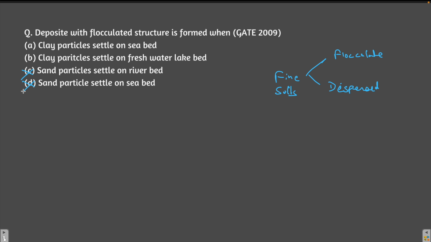Now, clay particles settled on the seabed or clay particles settled on the freshwater lake. Now, what is flocculated structure? Flocculated structures are formed when there are charged particles in the soils. There are charges present on the soil surface which tend to repel each other. So this sort of random orientation is observed and the charges repel each other. That is why flocculated structure is observed. So what do you think?